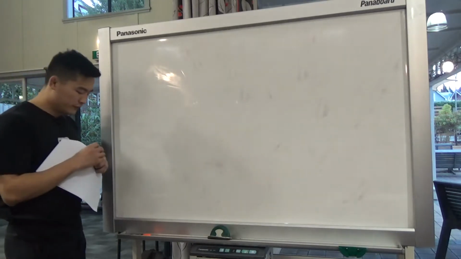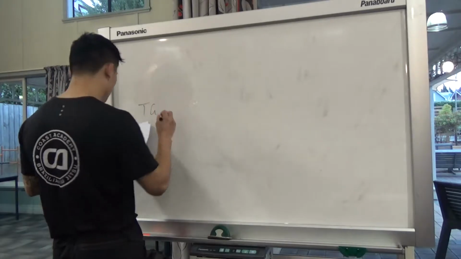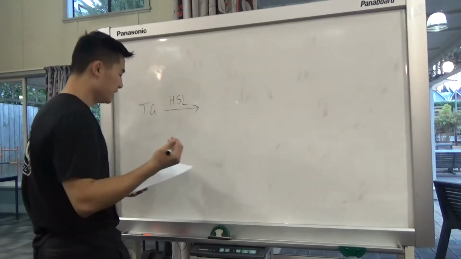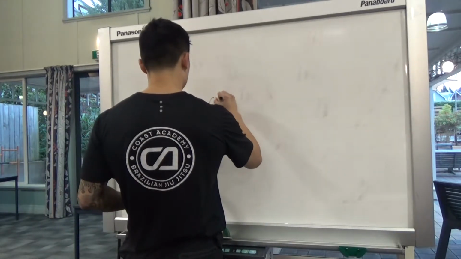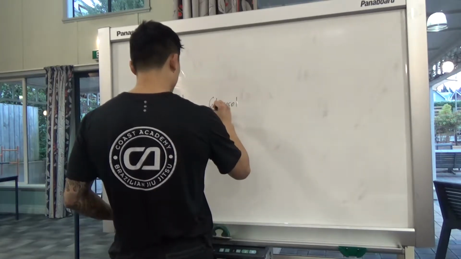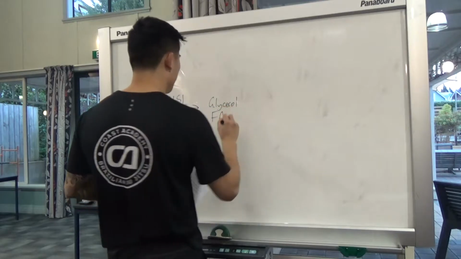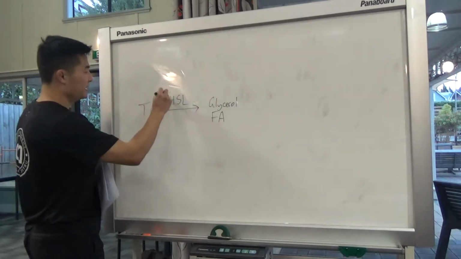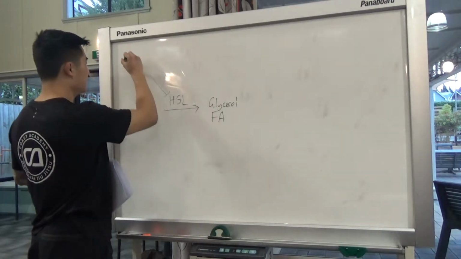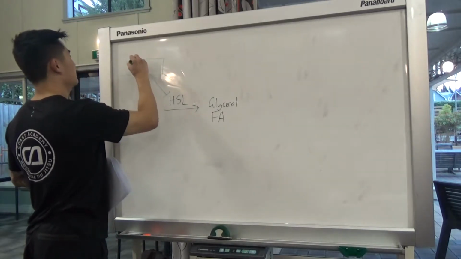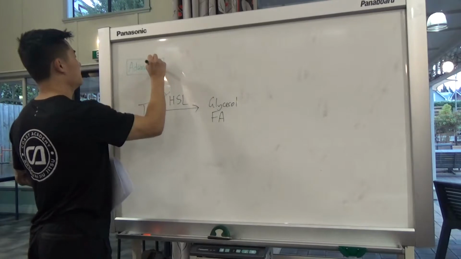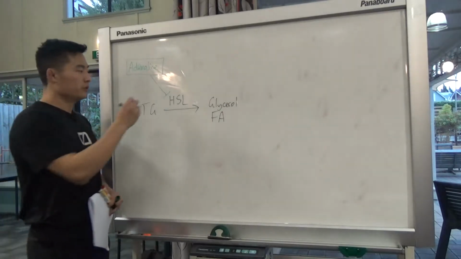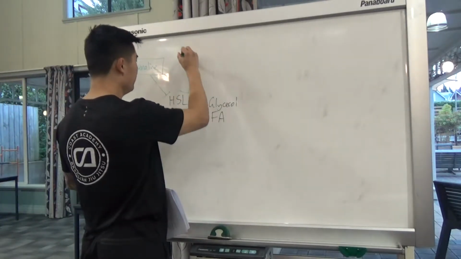So we have our diagram there. So if we've got triglycerides, and we have hormone-sensitive lipase turning triglycerides into glycerol and fatty acids. So this is going to be stimulated by adrenaline. Okay, so if you're running away from a tiger, you want to have enough fatty acids to keep you going for energy.